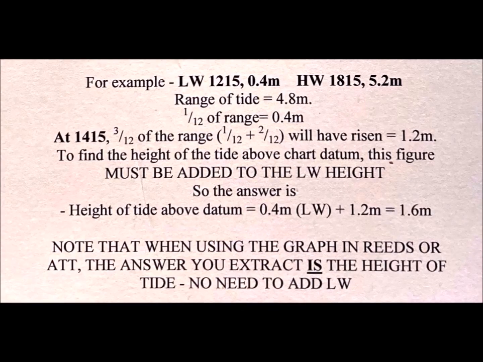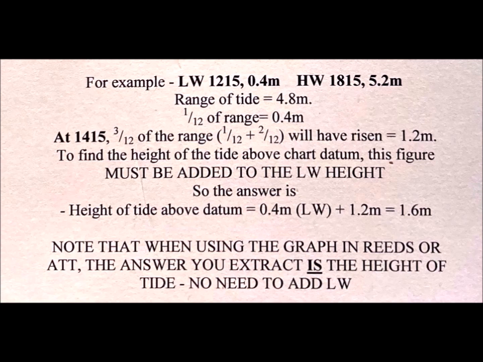Let's say we've got a low water height of 0.4 meters, and it's at 12:15. We've got that from the tide tables, and high water's at 18:15, and it's 5.2 meters. The range of our tide is 4.8 meters, 0.4 from 5.2, and 1/12 of the range, 12 into 48 goes 4 when I went to school, so that's 0.4 meters is 1/12. Now at 14:15 we'll have 3/12 of the range up. 1/12 in the first hour and 2/12 in the second, and that's 3 times 0.4, which is 1.2.